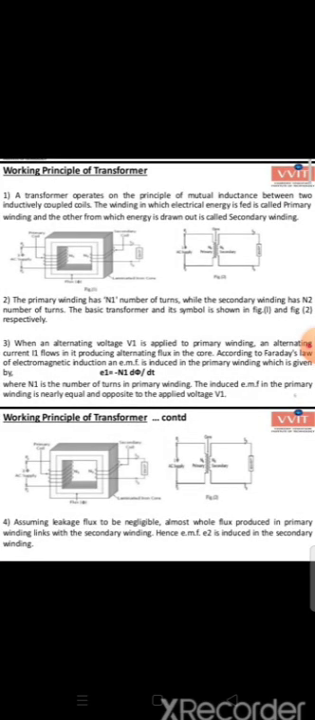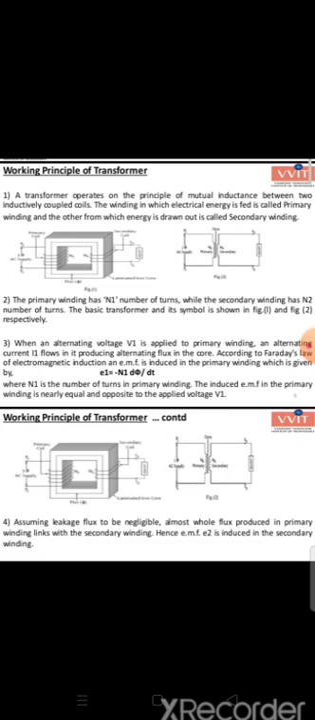I hope you understand. The transformer basically operates on the principle of mutual induction between two inductively coupled coils. The winding to which electrical energy is supplied is called the primary winding, and the other from which energy is drawn out is called the secondary winding. The primary winding has N1 number of turns, while the secondary winding has N2 number of turns. The basic transformer and its symbol are shown in figure 1 and figure 2.